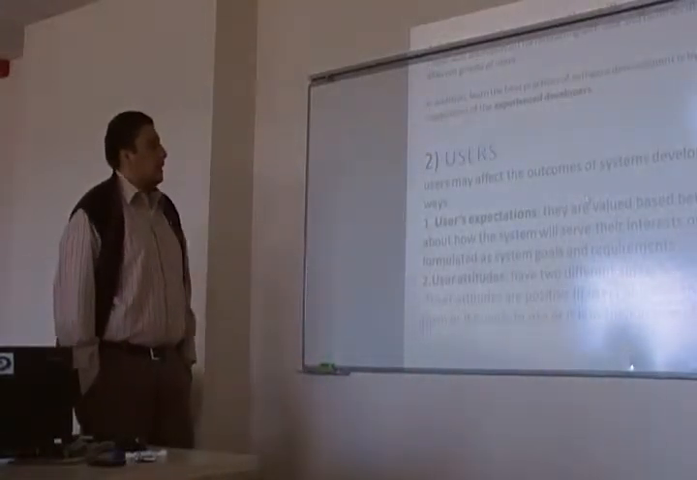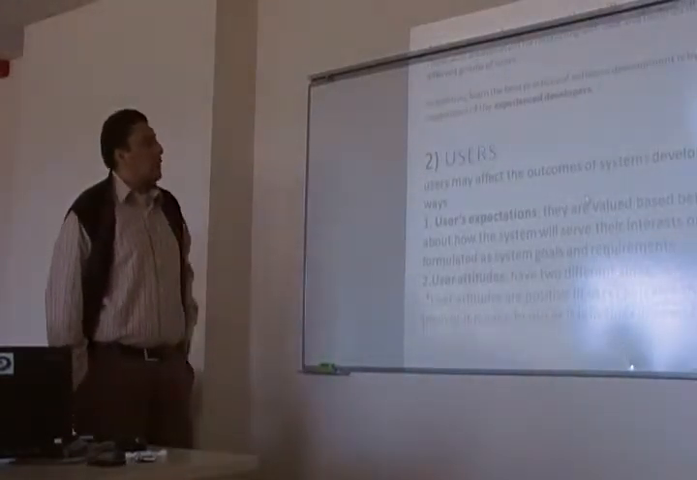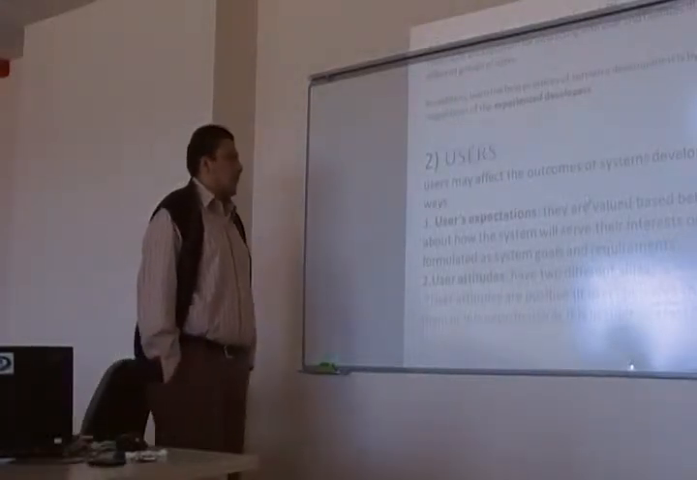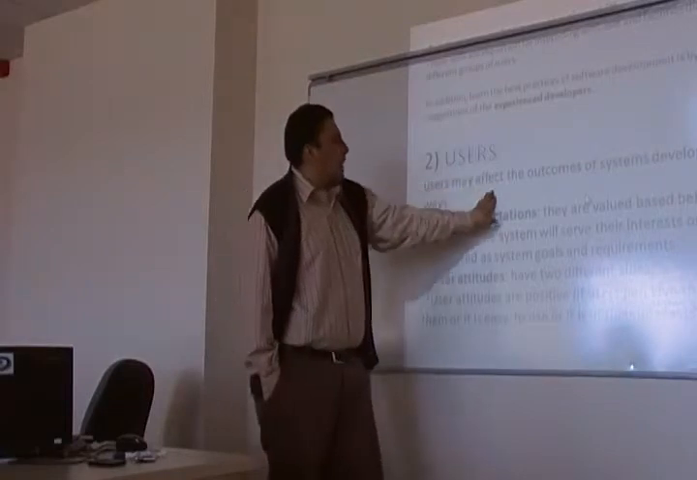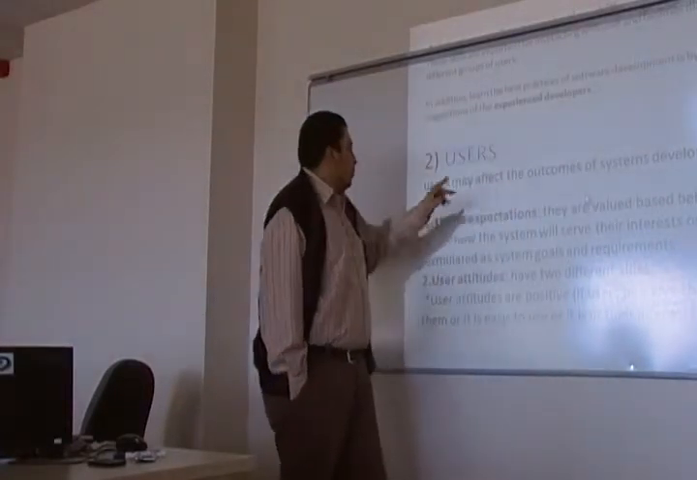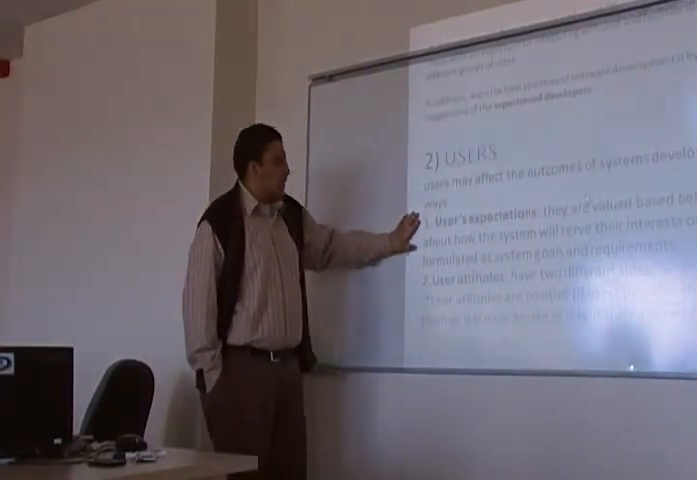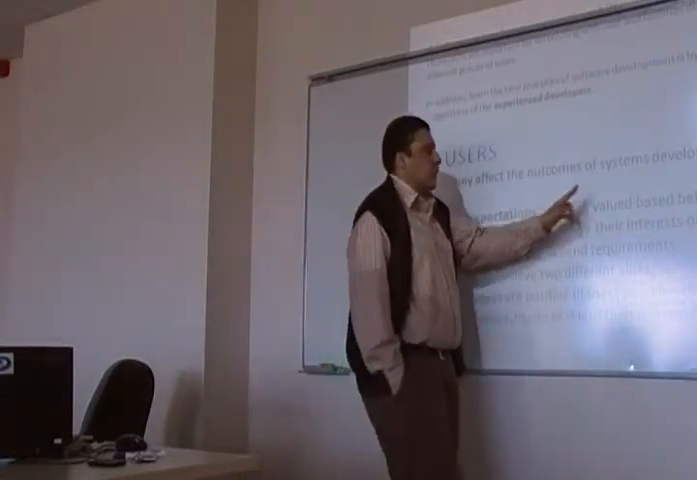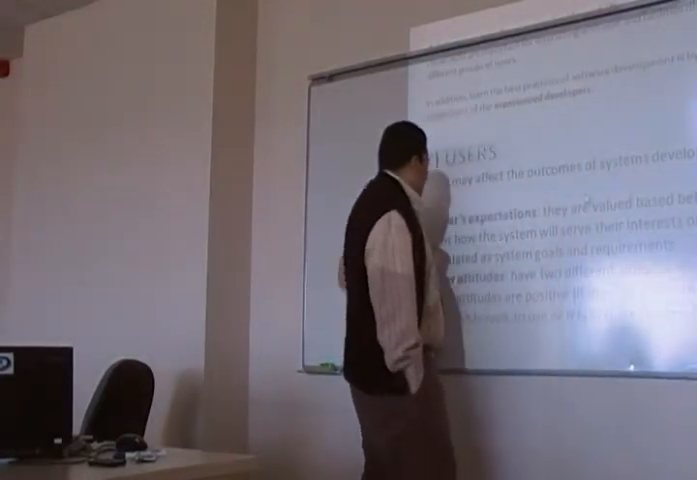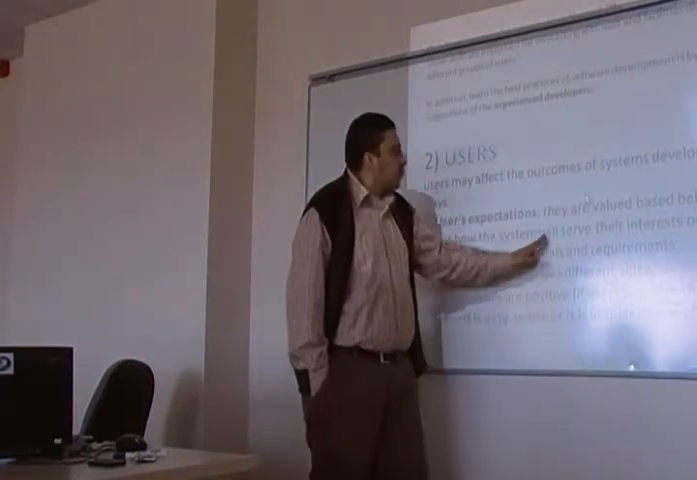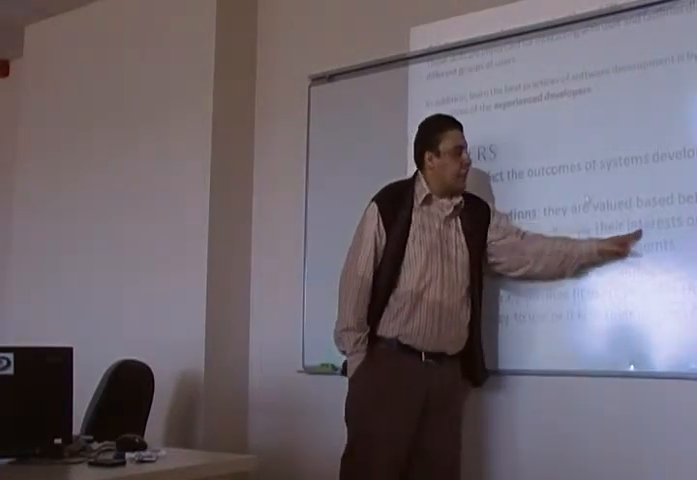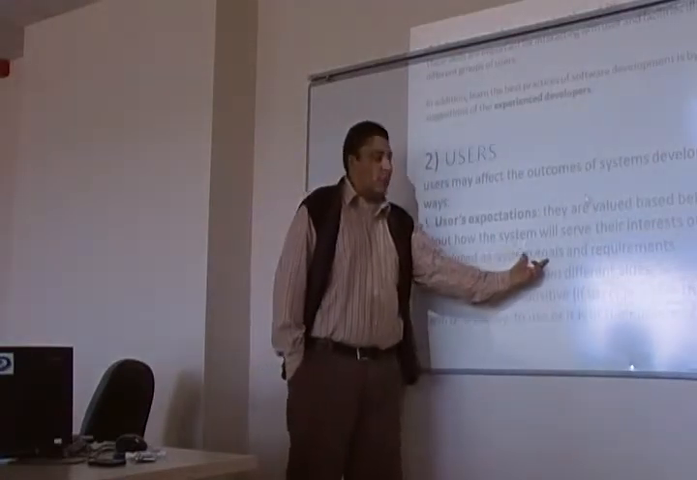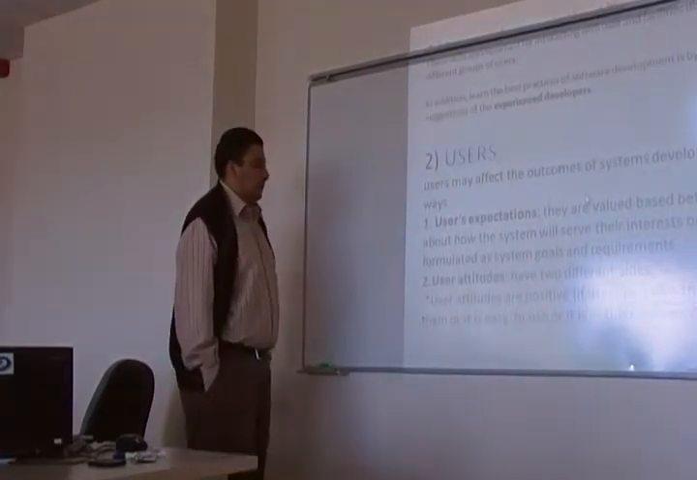Secondly, the factor of user, especially people and action. Users may affect outcomes in two ways. Firstly, user expectation about the system and about how the system will serve their interest, or formulated system goals and requirements.